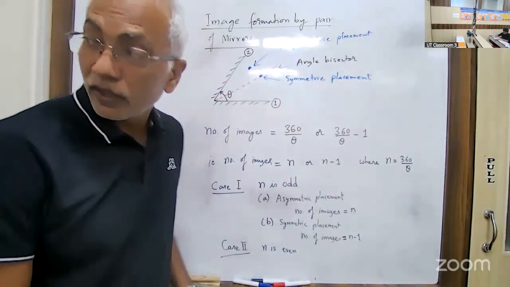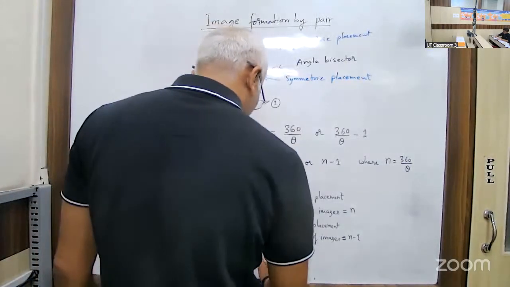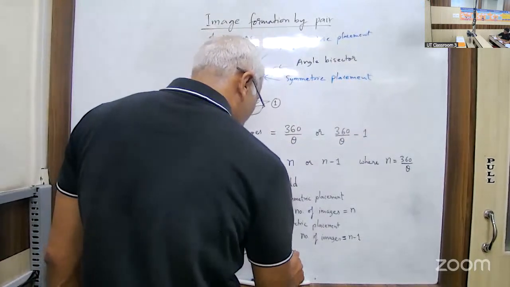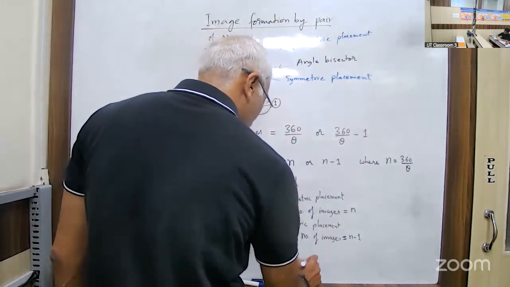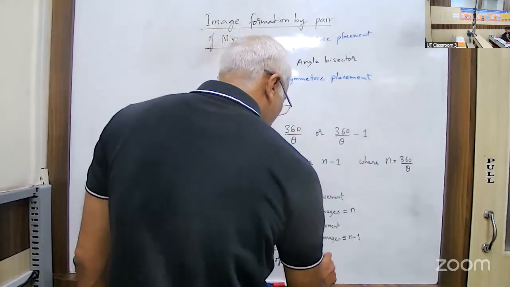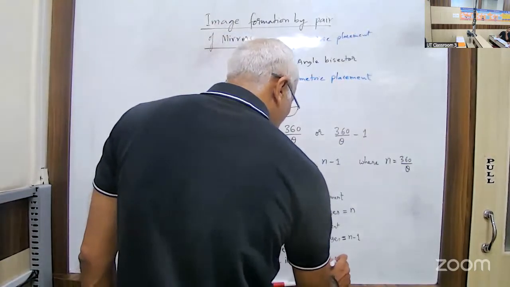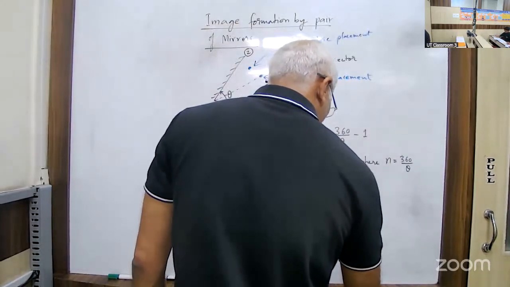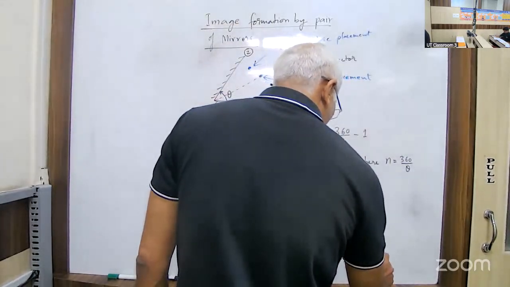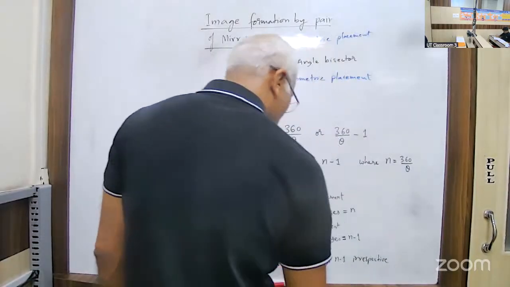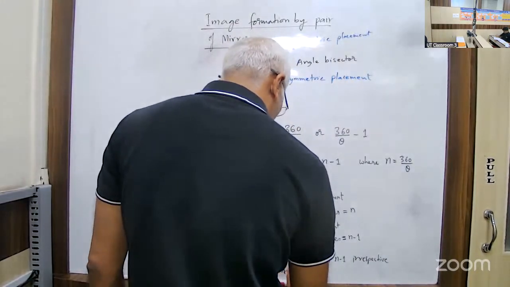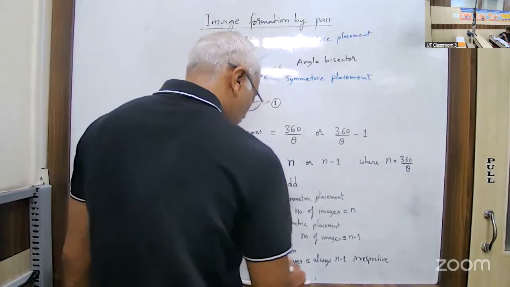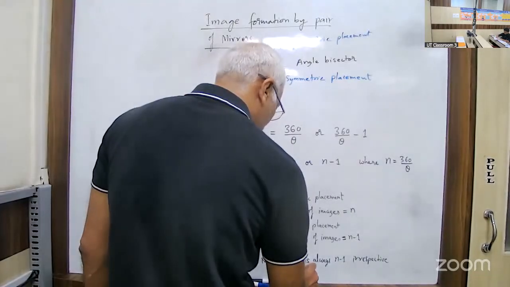n जब इवन है देन there is always n minus 1 images irrespective of the placement, yes, symmetric और asymmetric placement. यहाँ पे हम बॉदर ही नहीं करते.